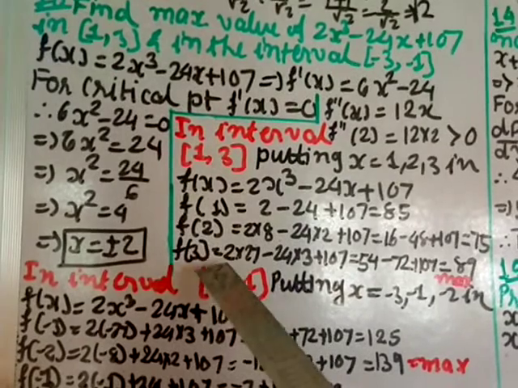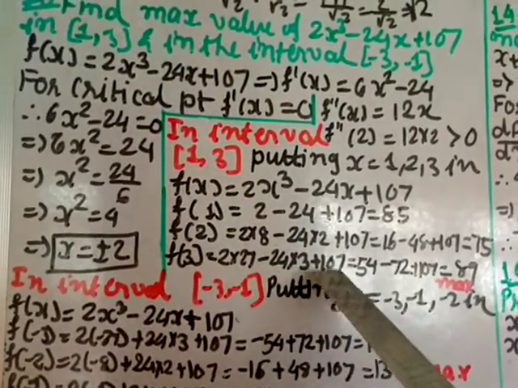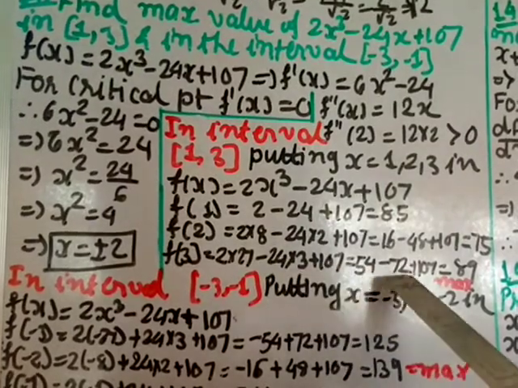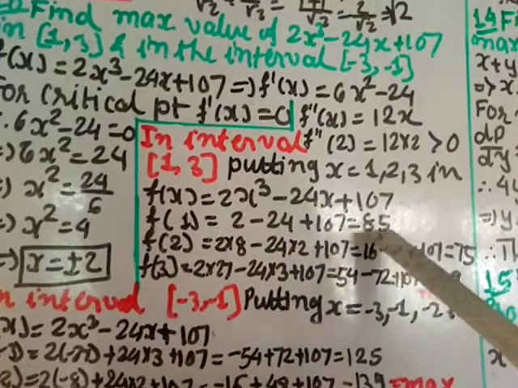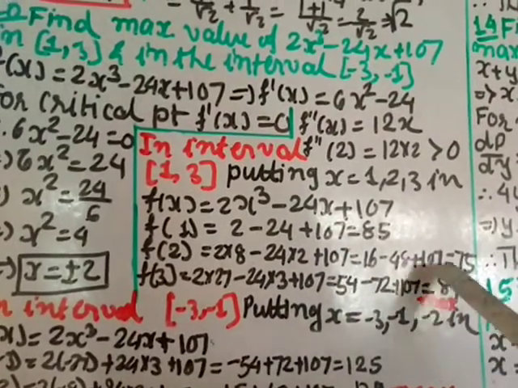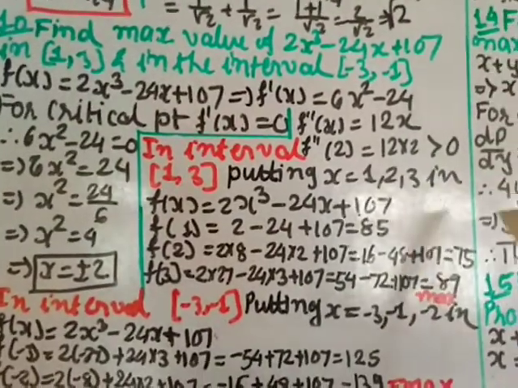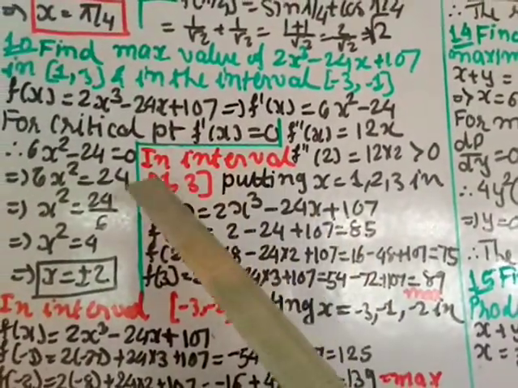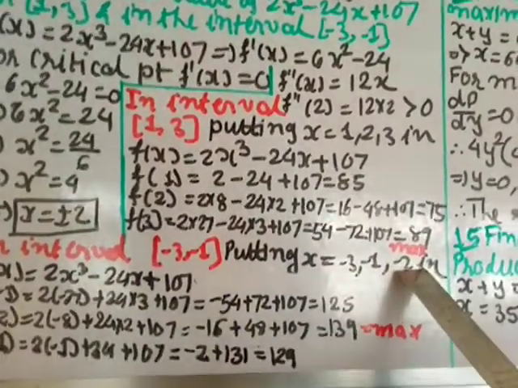Then 3. So 2 into 3 cube is 27, 24 into 3, 107. Here is 54, this is minus 72, this is 107, so you get 89. Okay. Now among all these three values, you can see this 89 is the maximum value. So you say that the function has got maximum value in interval 1 to 3 at 3, and the maximum value is 89.